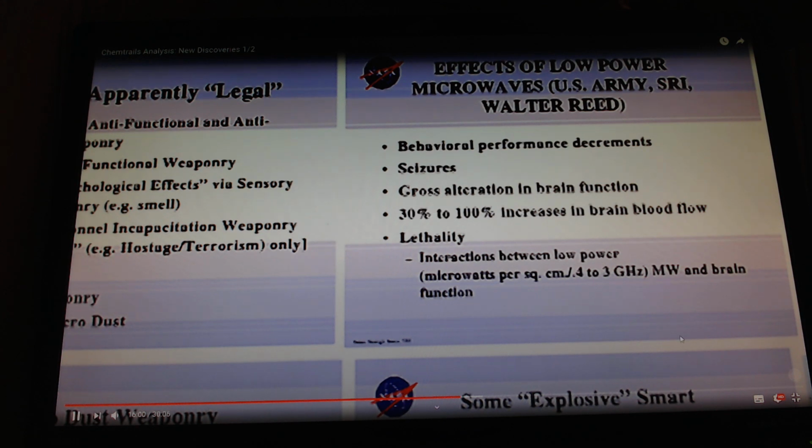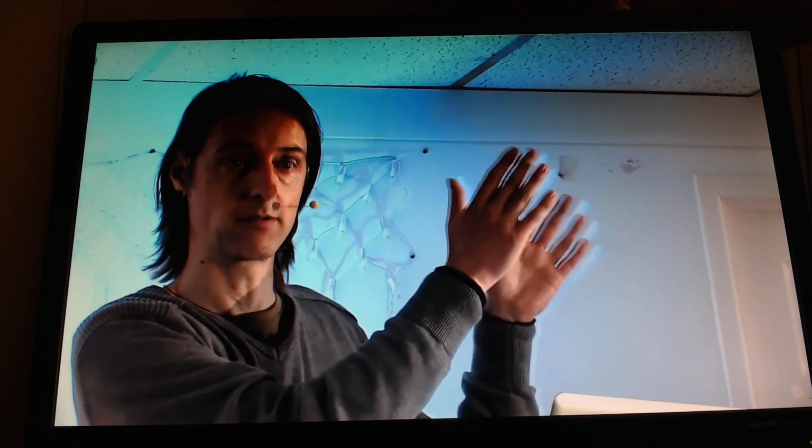And they also name the effect of those weapons. It's behavioral performance decrements, seizures, gross alteration in brain function, 30 to 100% increase in blood flow in the brain, and also lethal effects that come over time. So this is weapons brought out on mankind that NASA is openly talking about, just projecting it in the paper to the future. And we are falling for this. We think it's something clever to have a mobile on your head half of the day.